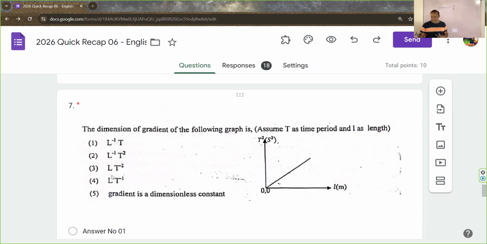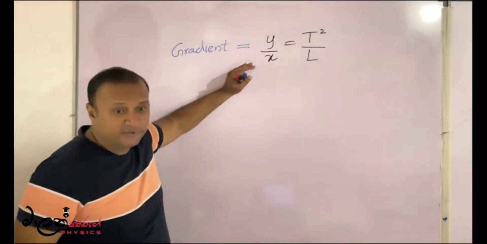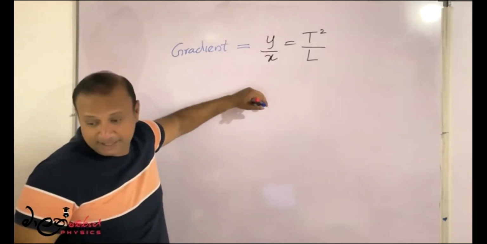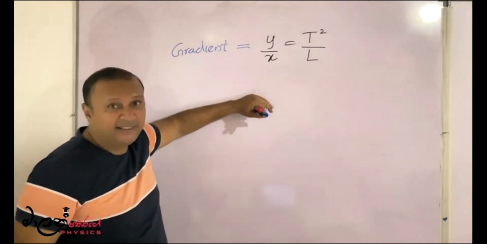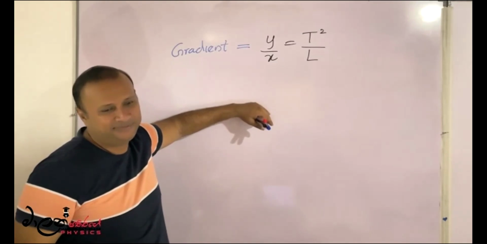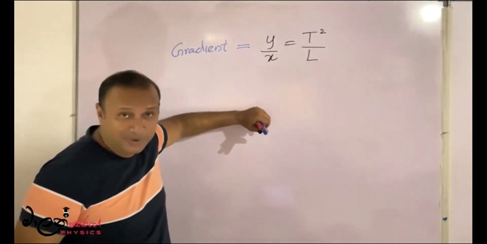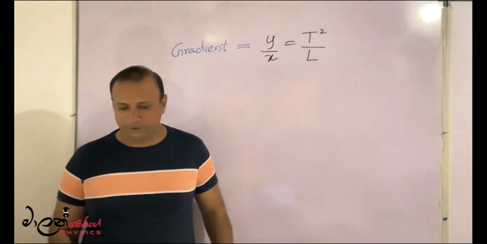Therefore, in this case, y is equal to t squared. L is a length, no? Therefore, x is equal to length. That means L minus 1 t square. Gradient is equal to y over x. Put y is equal to t square. X is a length, therefore the dimension of x is L. And that means L minus 1 t square. The answer is answer number 2.